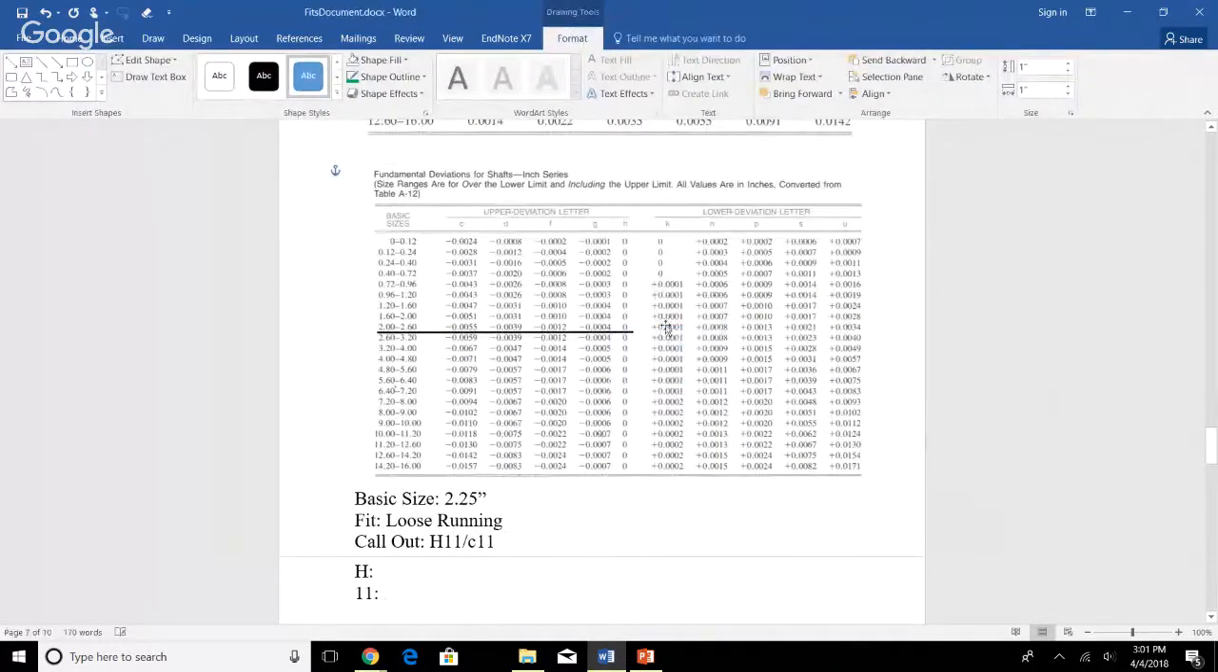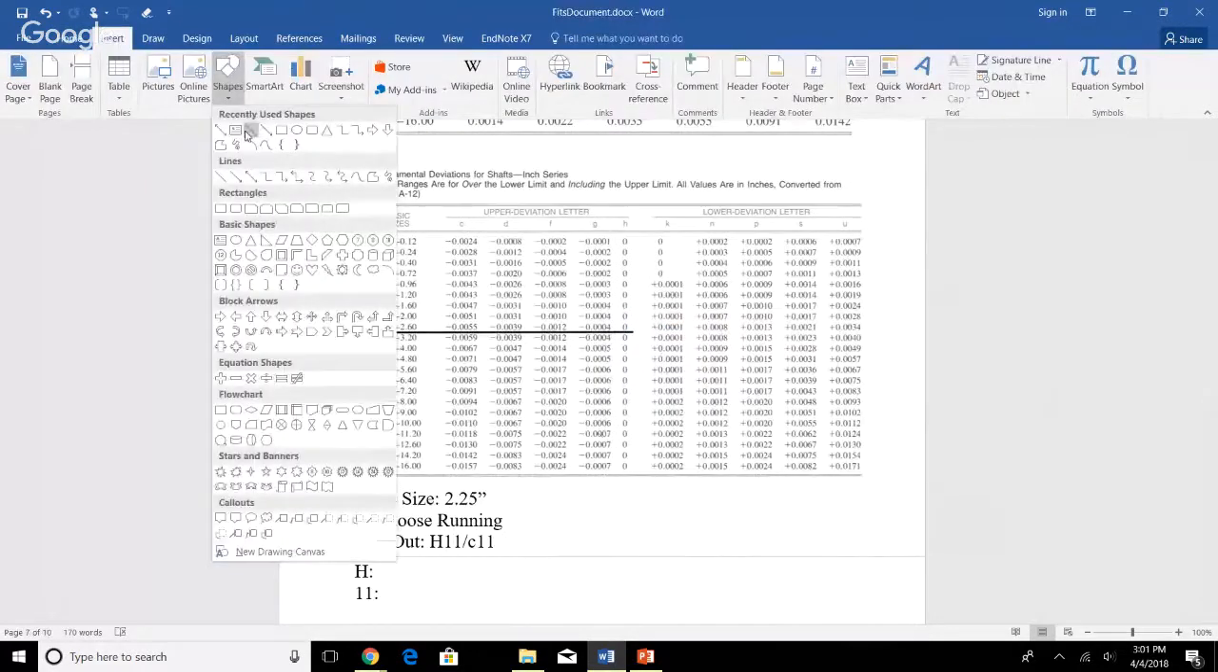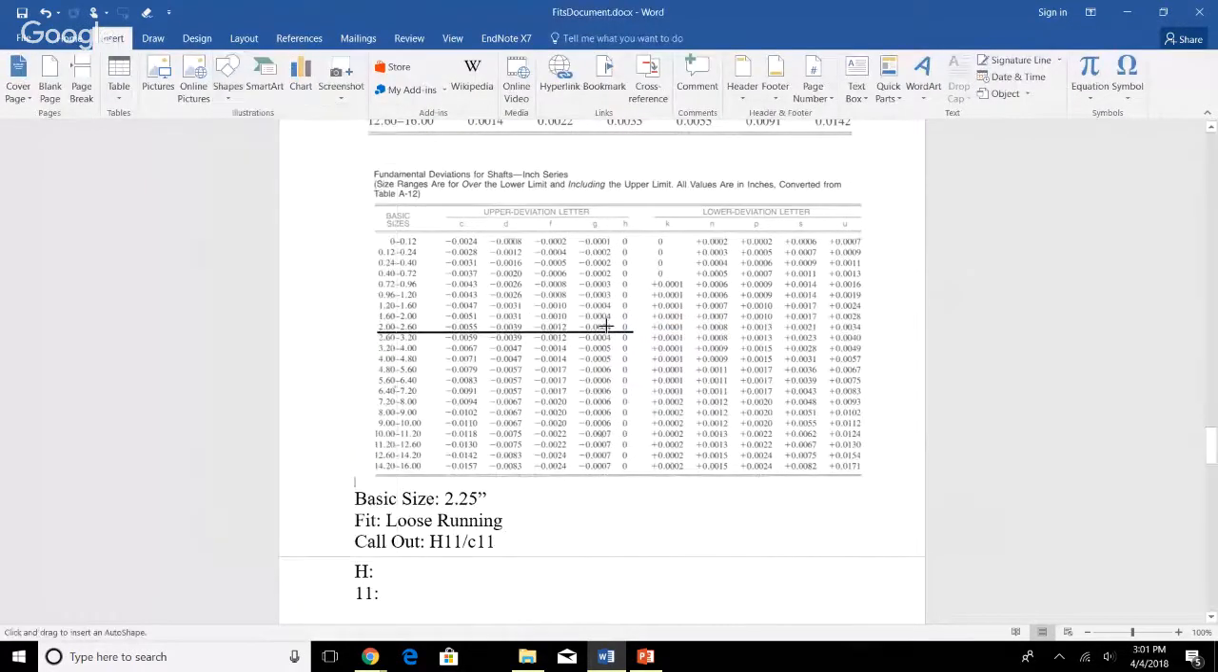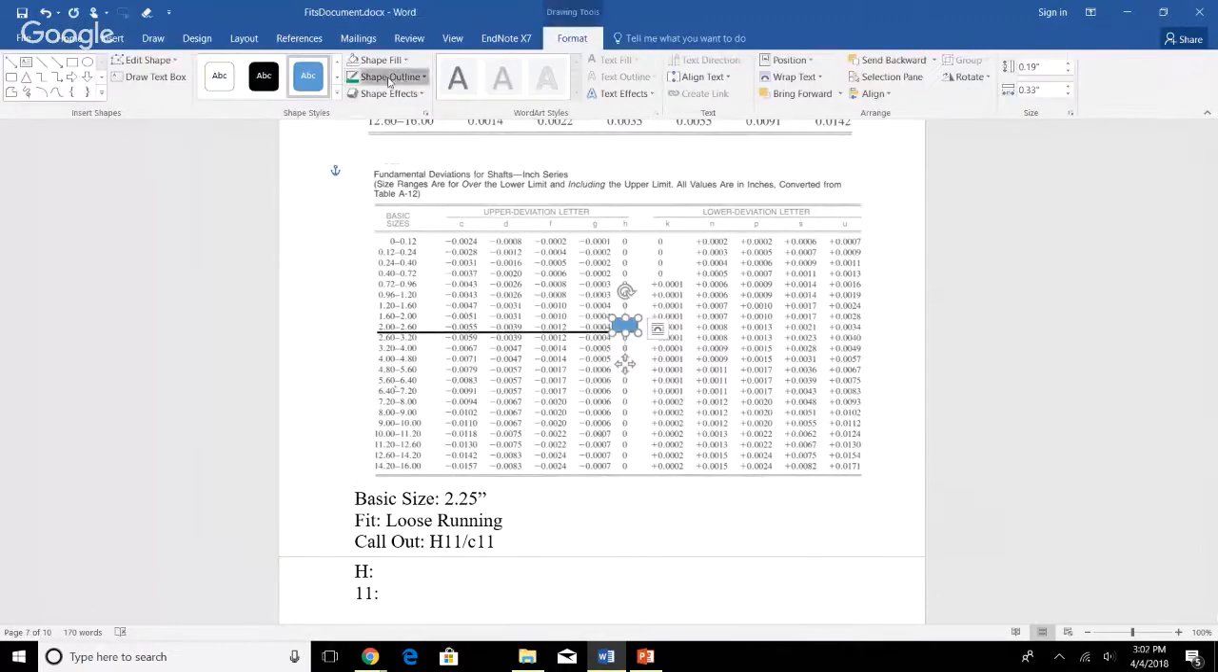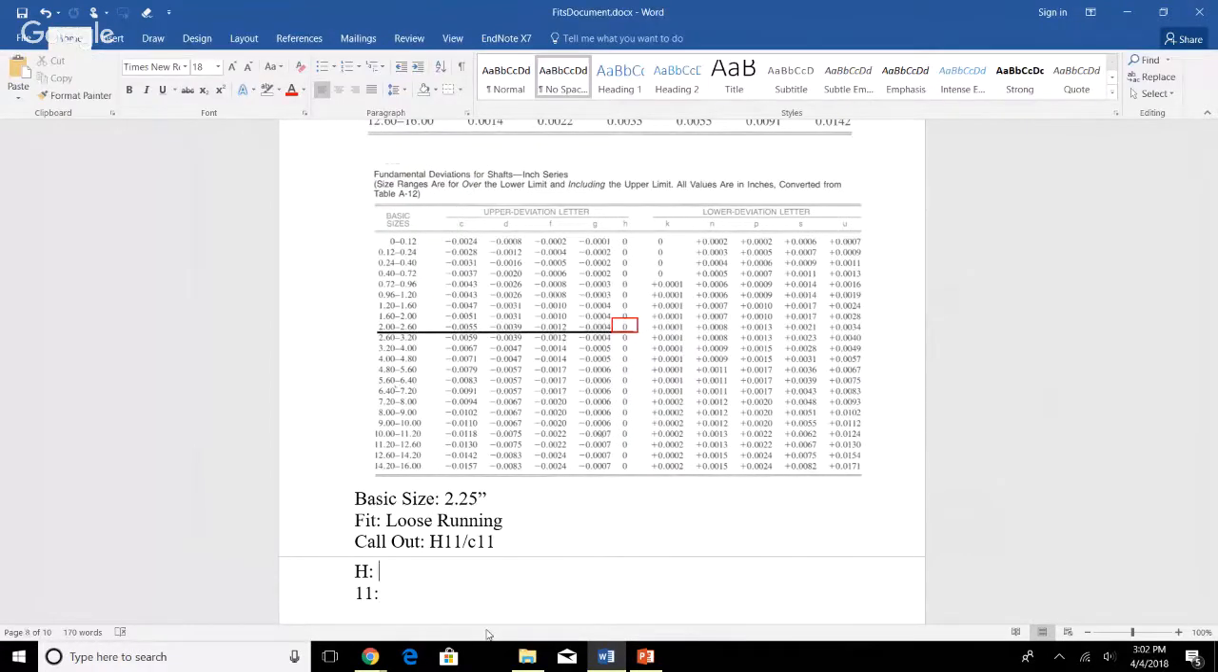And that is equal to, I'll go ahead and just grab a box and highlight that H so that I can remember where I'm getting that number from. I'll make that highlighted in red, and of course, no fill so I can read it. That H corresponds to 0 inches.